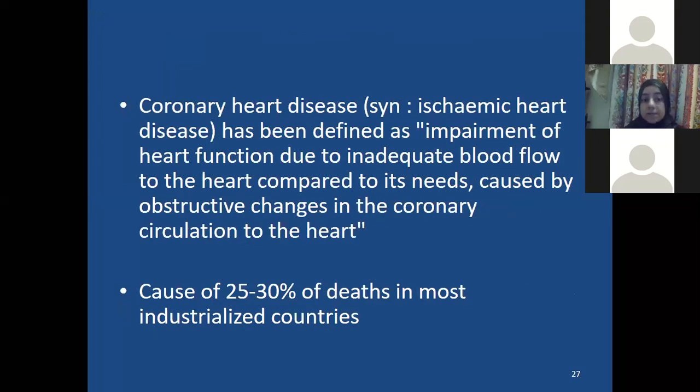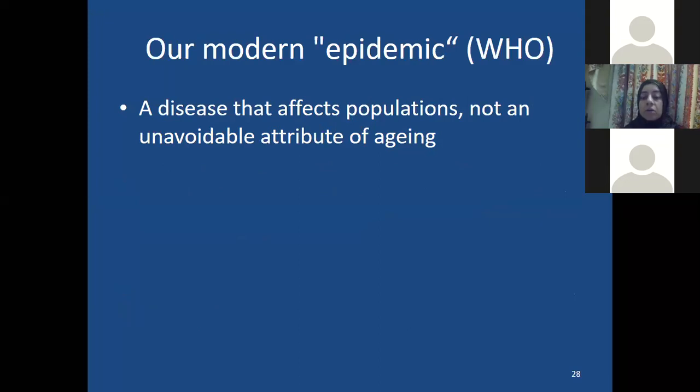So this ischemic heart disease has been identified as an impairment of the heart function because of inadequate blood flow to the heart compared to its needs. These are, in other words, caused by obstructive changes in the coronary circulation to the heart, and it's the cause of 25 to 30% of deaths in most of the industrialized countries. It's also known, according to the WHO, as our modern epidemic. So it's a disease that affects the population, not an unavoidable attribute of aging.